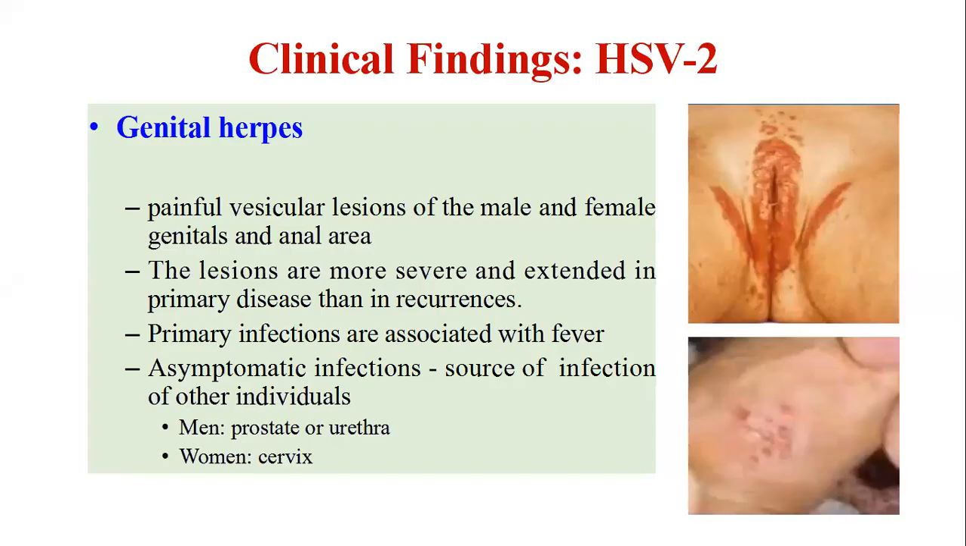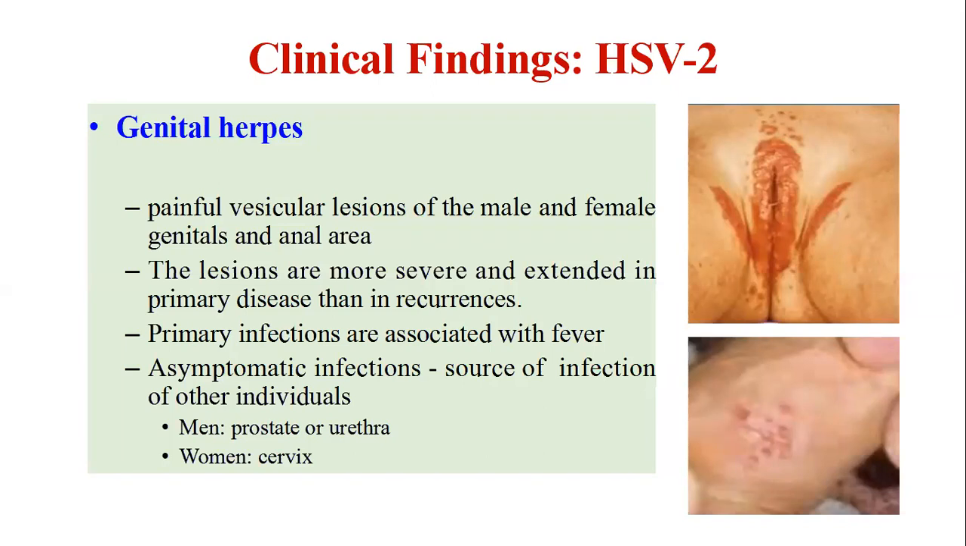In our last lecture, we discussed the clinical findings of herpes simplex virus 1. Today, I'm going to discuss the clinical findings of HSV2. HSV1 is an above-waist disease, and the infection of HSV2 is a below-waist disease, mostly genital herpes.